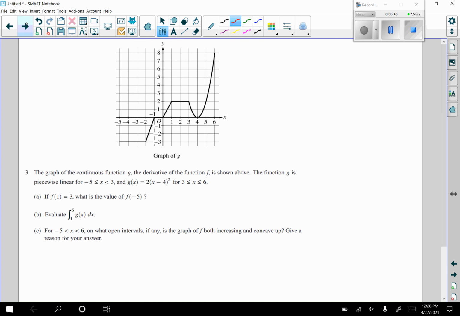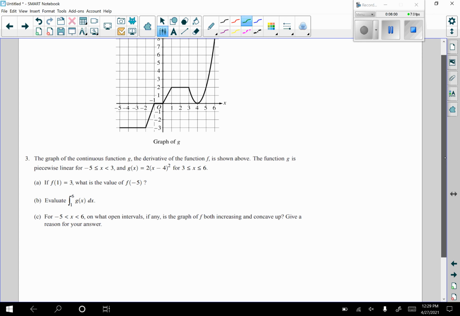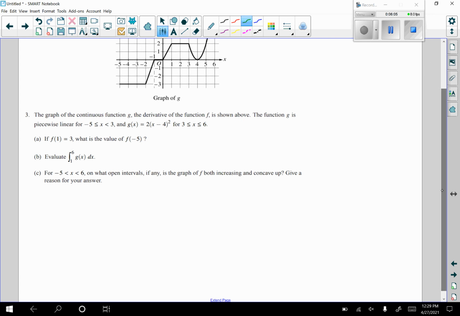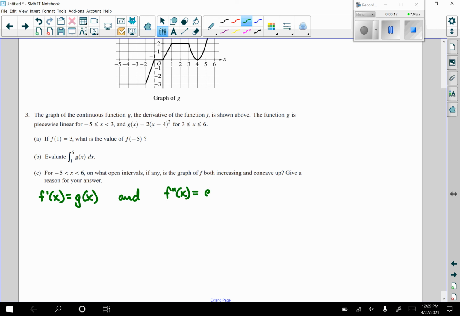All right, question C. For the interval that of x between -5 to 6, on what open intervals, if any, is the graph of f both increasing and concave up? Give a reason for your answer. So this is what's going to be very helpful. We know that f prime of x is equal to g of x. And then f double prime of x would equal g prime of x. We need to use that here.